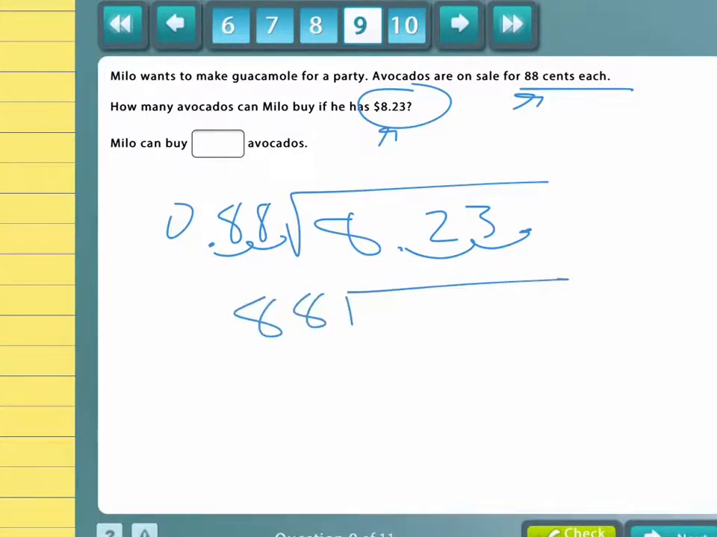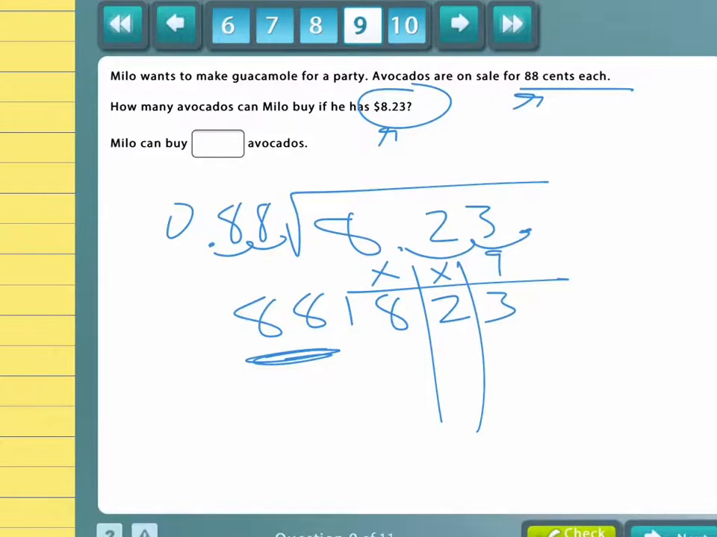So it's how many times will 88 go into 823 cents? Draw my columns. 88 does not go into 8. And what does it go into? 82. So I have to make an estimate. I'm guessing it's going to be about 9 because this here is close to 90. 9 times 90 would be 810. So I'm going to say 9 as my estimate.